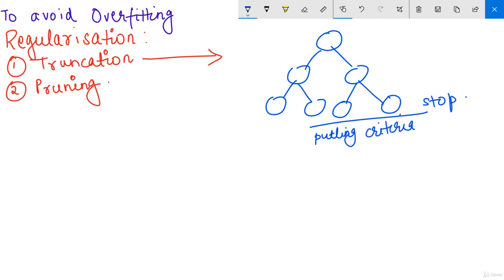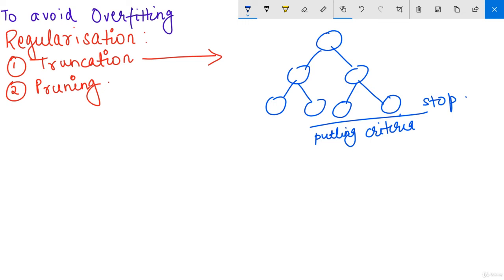Criteria here to make it stop the growth of the tree, to stop it from growing further. We'll stop it here. And pruning is completely different, like the opposite. In this case, we let the tree grow as much as it wants. We will allow it to grow completely, and after it is completely grown, we will then remove the unwanted part.